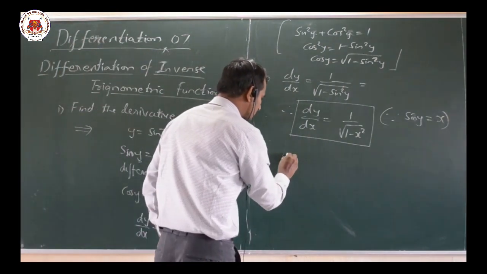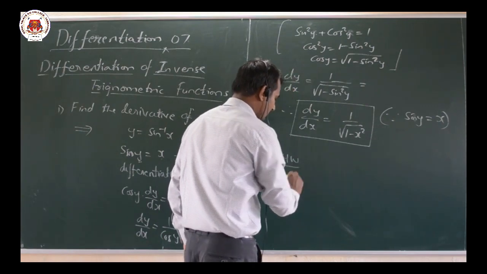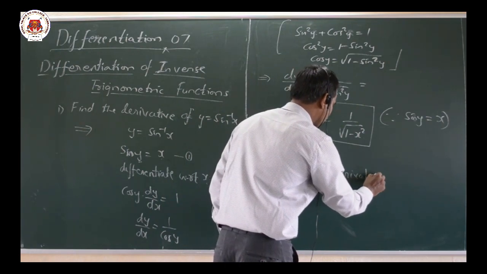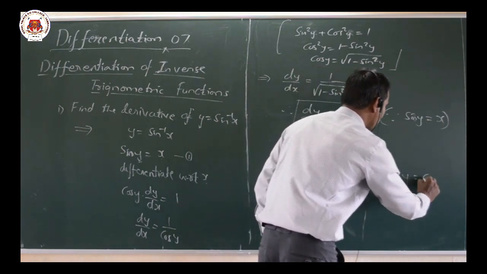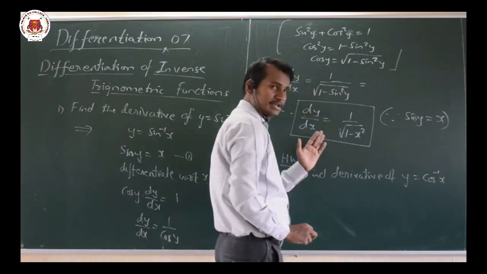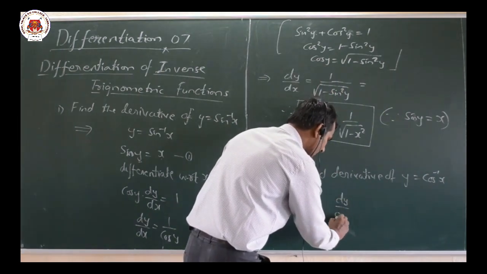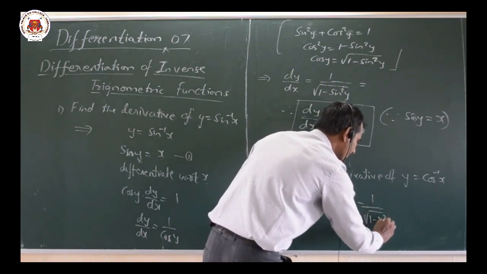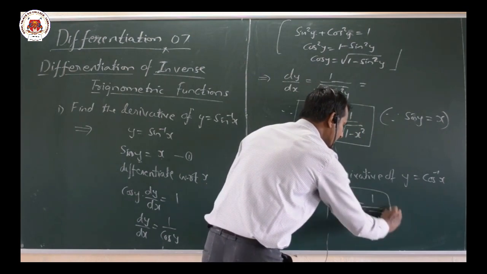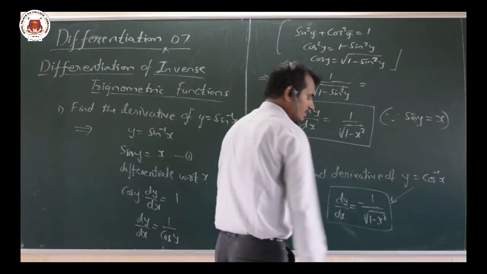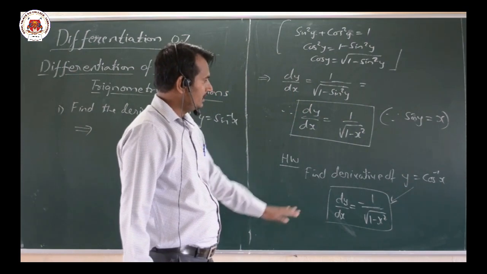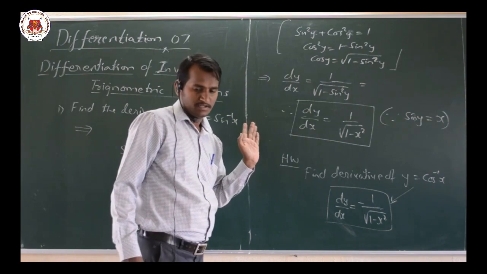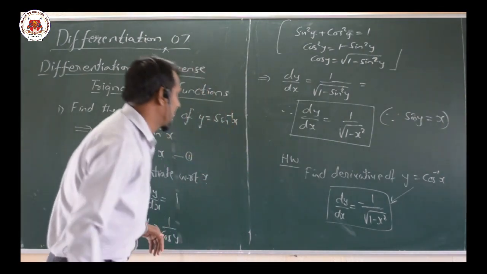You can take this as homework: find the derivative of y equal to cos inverse of x. Everything will be the same. You will get the formula dy by dx equal to minus of 1 divided by root of 1 minus x square. All steps will be the same, and this is the differentiation of cos inverse of x. You have to make use of this same particular formula here. Now we shall move on with the next example.